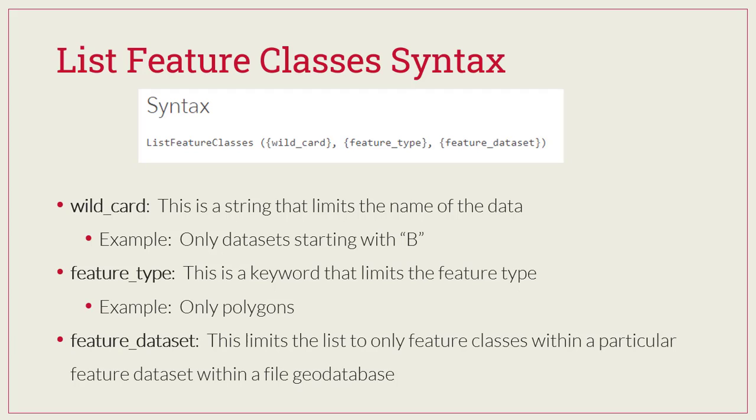For feature type, this is where you get to limit your list to a specific feature type. For example, if you only want to list out the polygons in your workspace, you could put in the feature type of polygons. Feature dataset, now remember the feature dataset, that terminology is specific to file geodatabases. So this would be only if you had your workspace set to be a file geodatabase. You could put in a specific name of a feature dataset, and it would limit the list of the feature classes to only those features that are within that feature dataset.